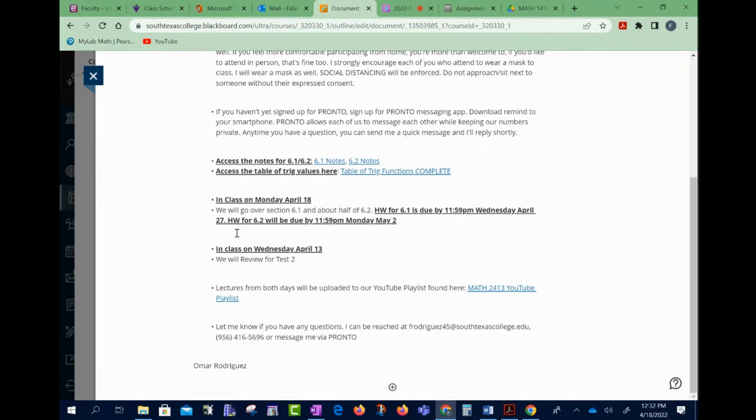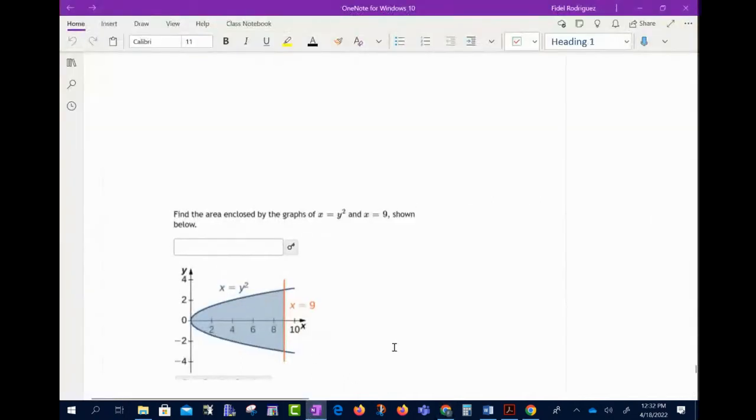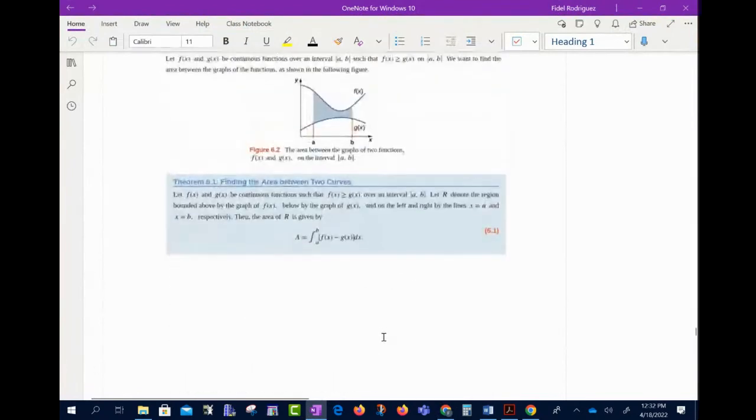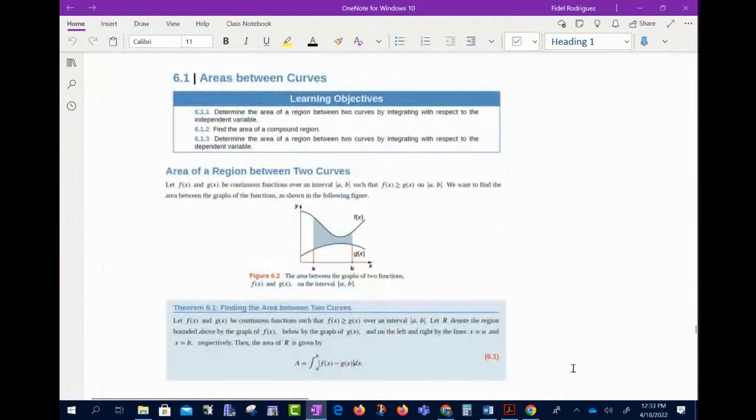So let me go ahead and scroll up here, because right here I have the notes for 6.1. Let's talk about 6.1 and figure out what it is we're doing here. In 6.1, we are finding the area between curves.